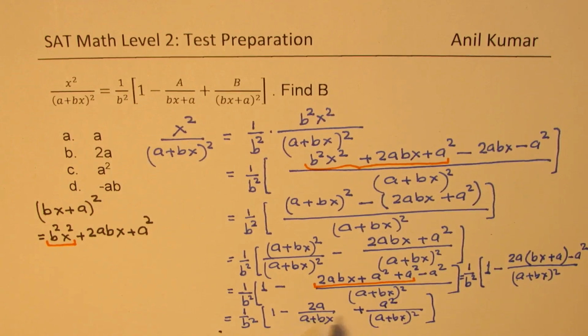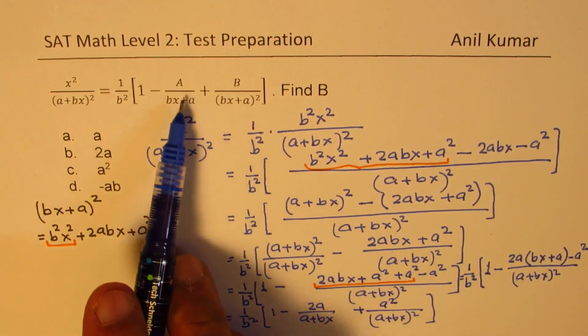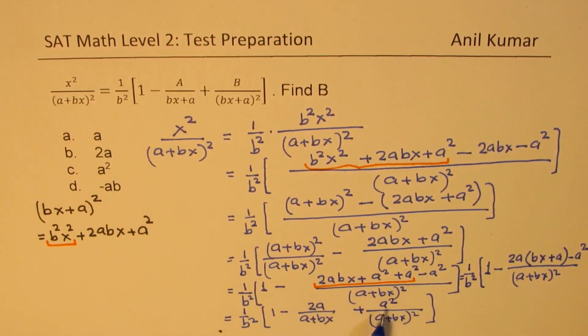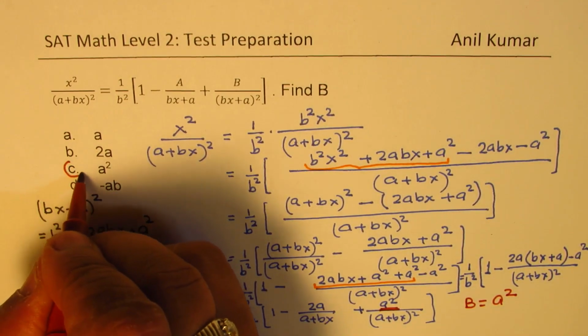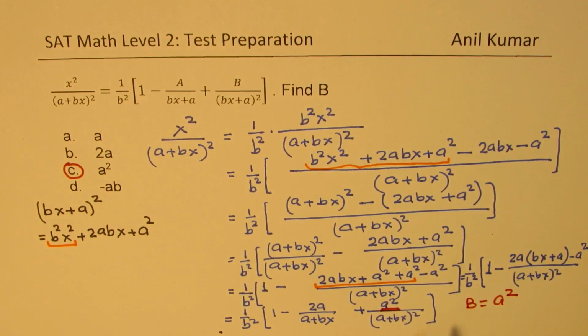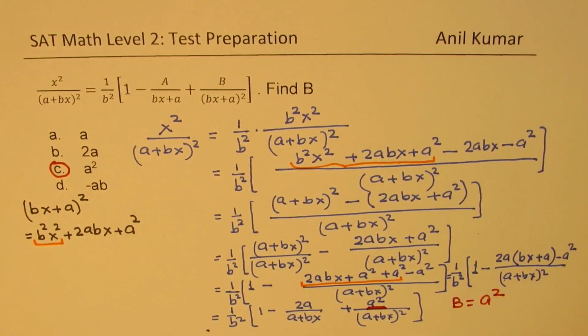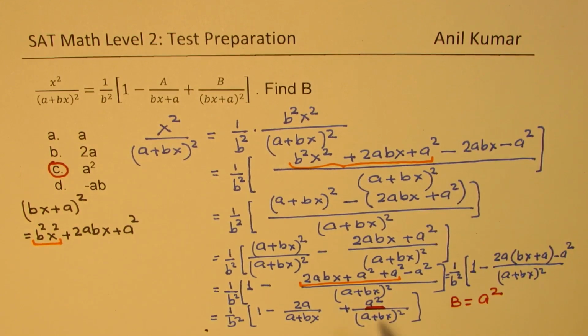Now when you compare with what is given to us, we see that b should be equal to a square, right? So on comparison, we know this is what b is, correct? So that means b is equals to a square. So answer C is the right option. Is that clear to you? Correct? So that is how you are going to solve this. So I hope the steps are absolutely clear.